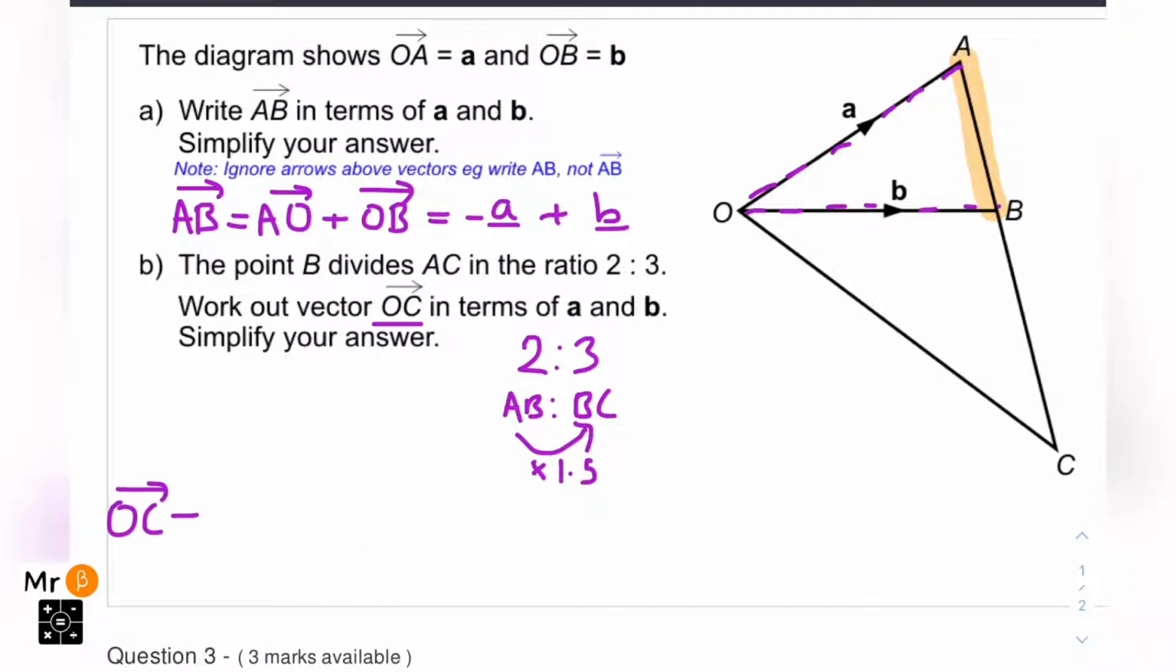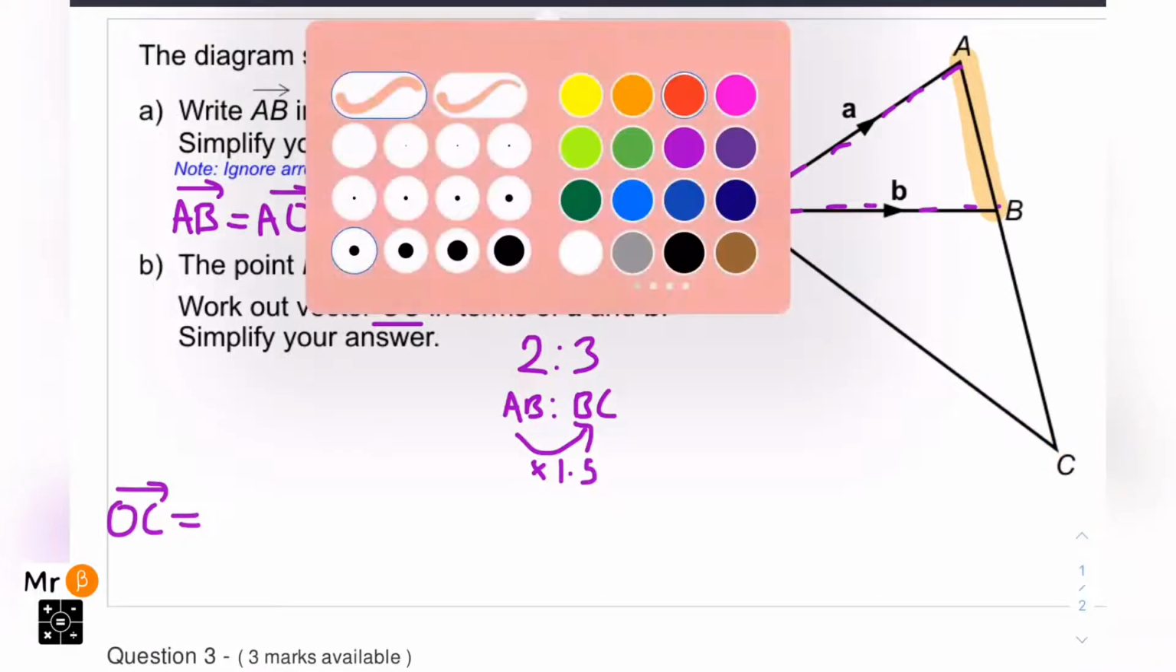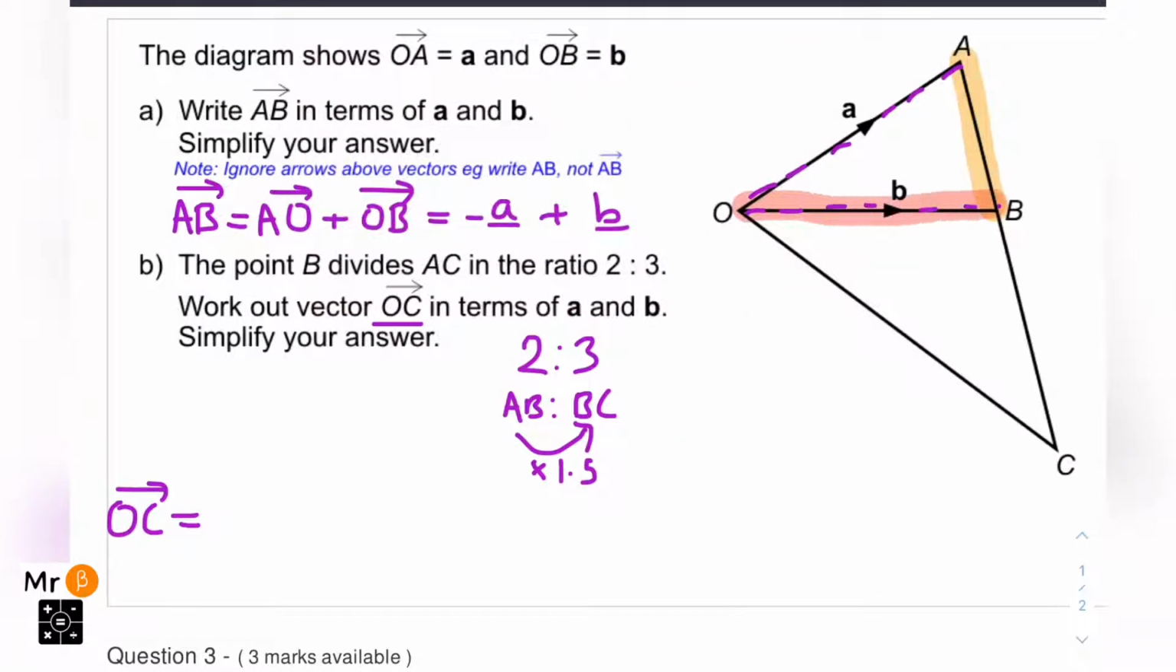So to work out our vector OC, again the most direct route would be going down here. However, we don't have any information about that. So what we are going to do is actually take this route here. We're going to go from O to B and then from B to C. So O to B plus BC. We already know what the vector OB is. We know that that is this vector B. However, we don't know what BC is yet, but we can use that ratio to help us.